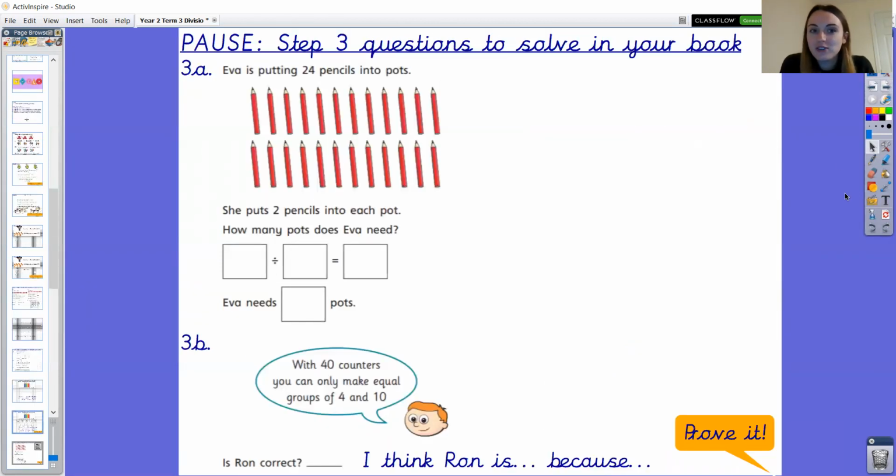Okay, on your board now, you can see the step 3 questions to solve in your book. On 3B in particular, you really need to explain your reasoning, and there's a STEM sentence there to help you. So I think Ron is... Did you think Ron is correct or incorrect? Because, and I've written a little note here to prove it. So you might want to draw groups to prove your thinking. It'd be great to see you really stretching yourself with your mathematical reasoning here. Have fun, Year 2.